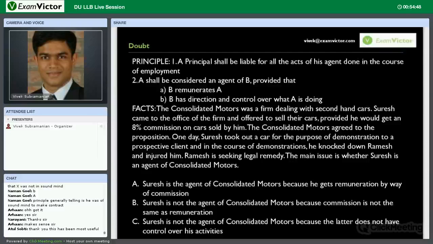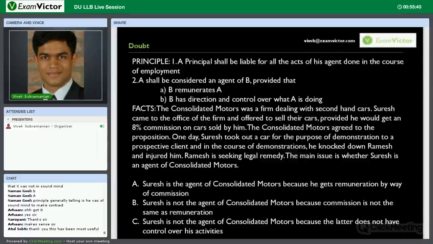And the second part says A shall be considered an agent of B. It tells us who is to be treated as an agent. A person shall be considered an agent provided that B remunerates A and B has direction and control over what A is doing. So essentially in the second part they are telling us who is to be treated as an agent. For an agent, two requisites are there. Firstly, there should be remuneration, and secondly, there should be direction and control over what he is doing by the principal. With these two principles in mind, let's move on to the facts.